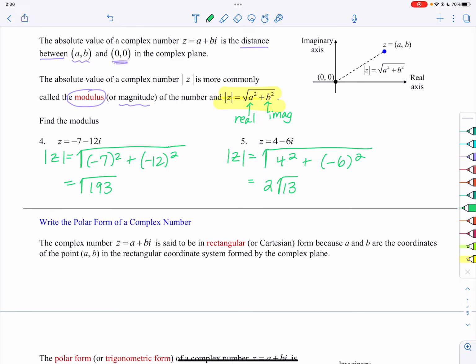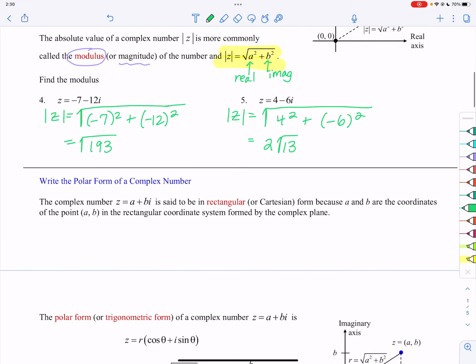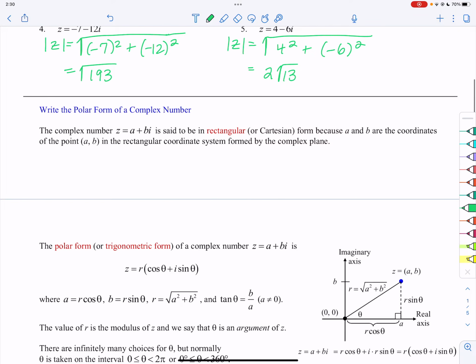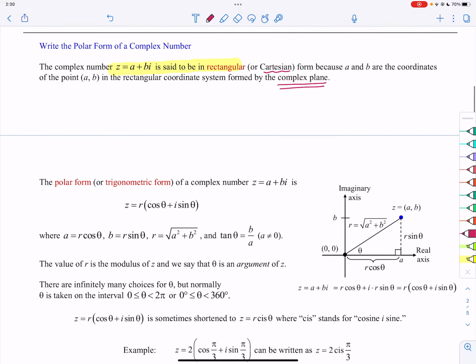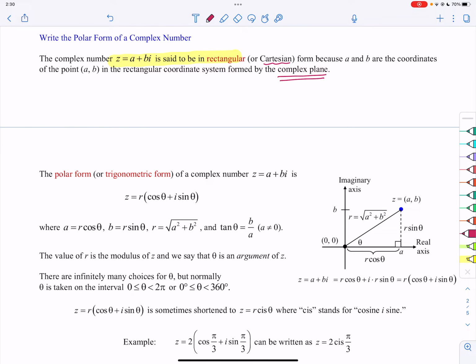Okay. Now we're going to write the polar form of a complex number. So the complex number z equals a plus bi. We actually say that this is rectangular form, also known as Cartesian. Now, we say rectangular form since we really are in a complex plane. The polar form, we will be using z equals r multiplied by cosine of theta plus i sine of theta.